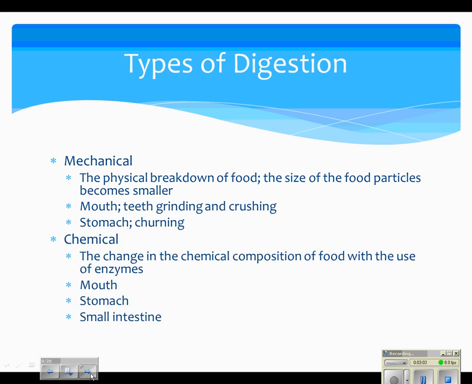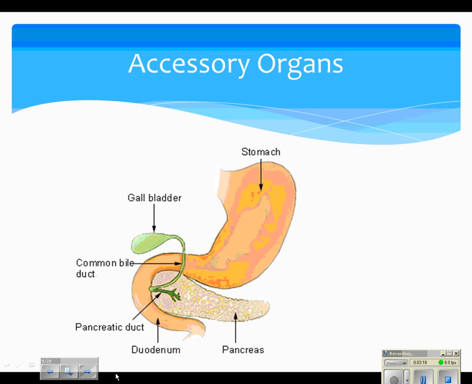Chemical digestion is a change in the composition, the actual chemical makeup of the food, with the use of enzymes. That is going to occur in the mouth, the stomach, and the small intestine. We also have what we call accessory organs in digestion. Food does not pass through these organs, but they are very important in the production of enzymes that are going to be used in digestion. So we have the gallbladder, which is part of the liver, and then the pancreas, which is the other accessory organ we're going to talk about.